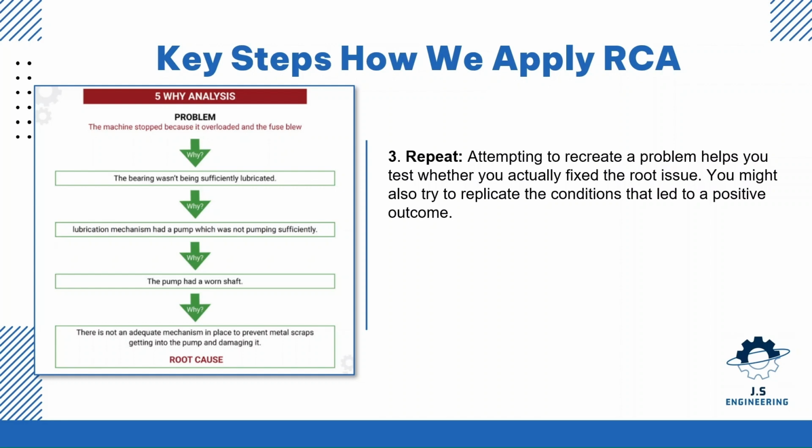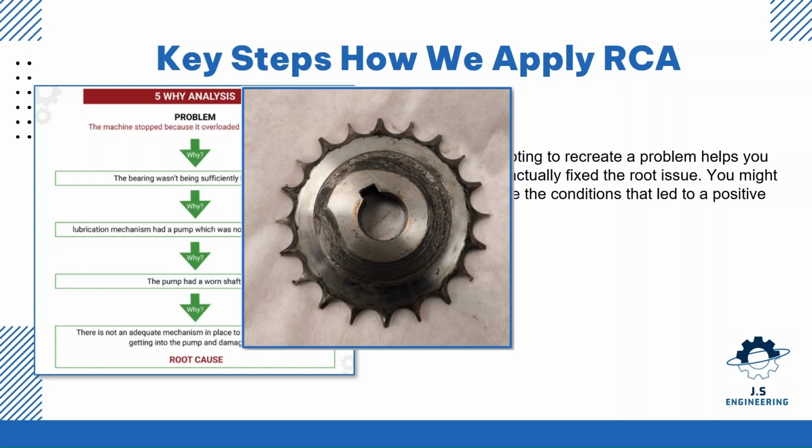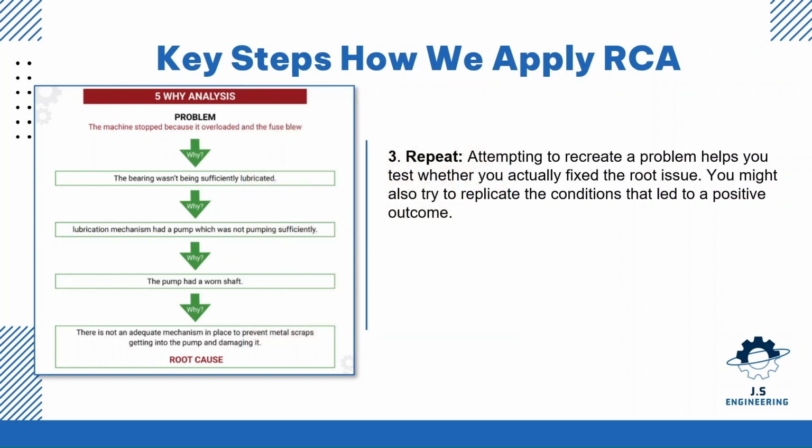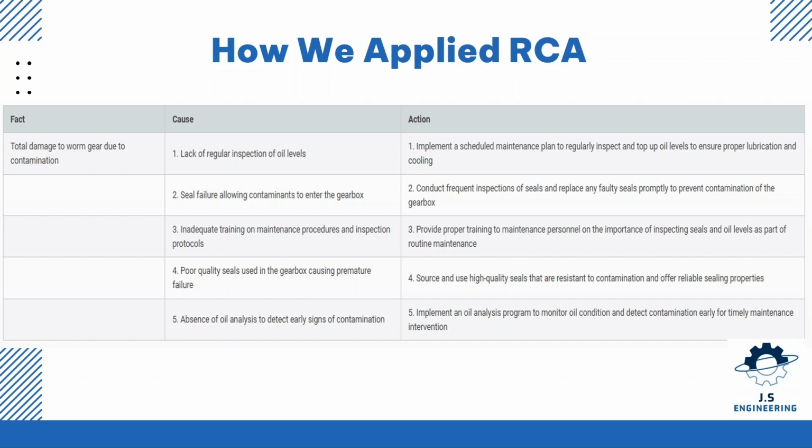For example, we had a worn-out sprocket, and through RCA we found that a lack of regular inspections was the real cause. RCA is not just about fixing failures, it's about preventing them. By using RCA, we improve efficiency by making our systems more reliable, and encourage continuous improvement by regularly reviewing and updating our processes. RCA and FMEA work together to identify problems, find solutions, and make sure systems run well over time.